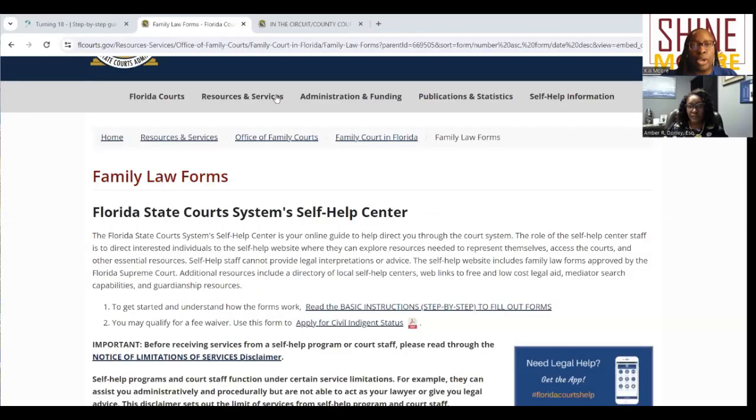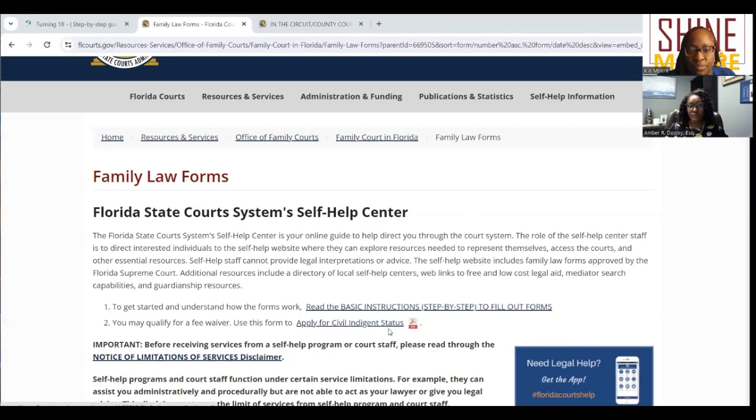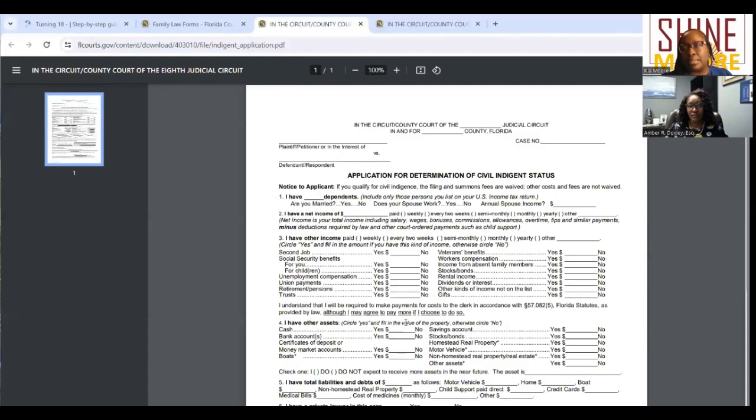All right. So this is where we get that information from. We went to Florida courts, or flcourts.gov. We then go to, let me start back here, we go to family law forms. So family law forms, and then right here is where we will find apply for civil indigent status. I'm going to click on that. And there is a search bar that you all can use and type that in. And I will let Attorney Donnelly go through the form a bit further.